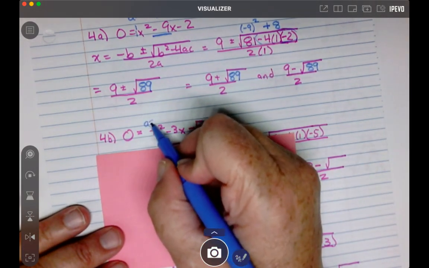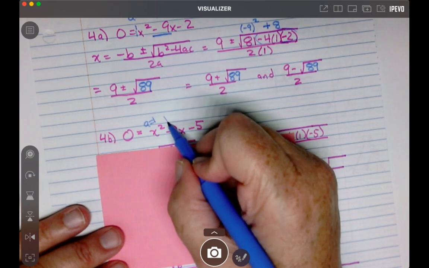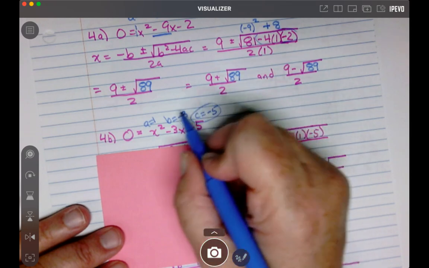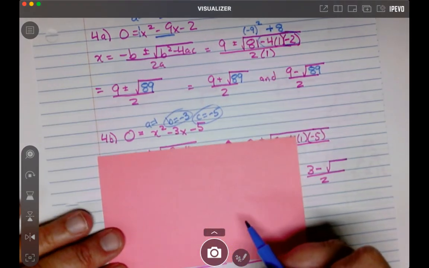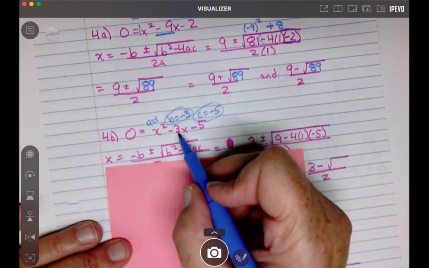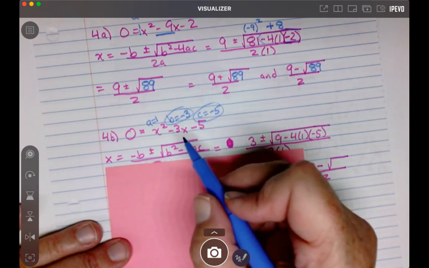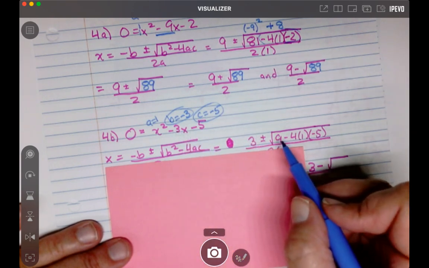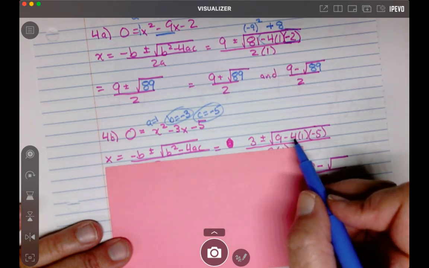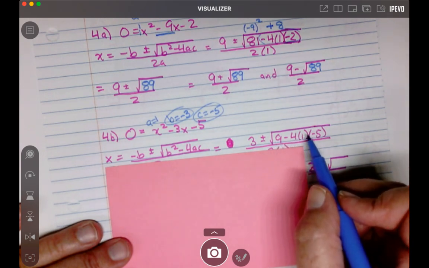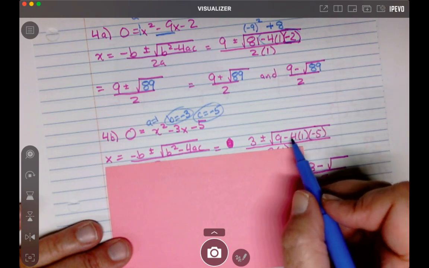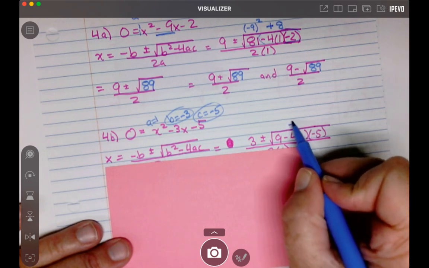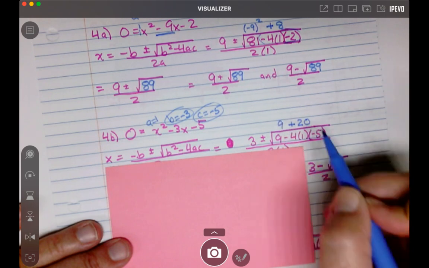Okay, here on 4b, a equals 1, b equals -3, c equals -5. I notice I have some negatives here. I'm going to have to be really careful. Negative b means b times -1 or the opposite sign of b. So a -3 turns into a +3. Then b squared, well, -3 times -3 is +9. 4 times a, which is 1, times c, which is -5. So look, -4 times 1 is -4. -4 times -5 is +20. So I'm going to have 9 plus 20.